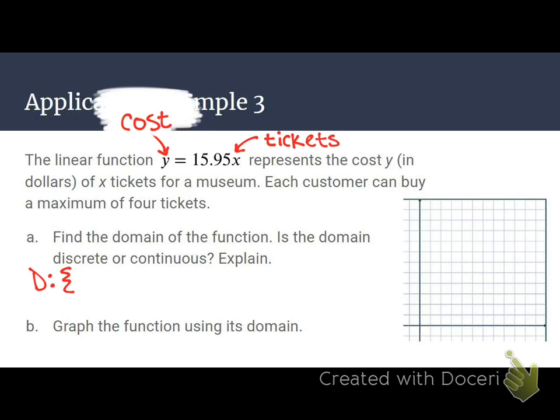Tickets. So I have to think, how many tickets could I buy? What is a possible number that I could plug in, or a possible number of tickets that I'm allowed to buy? We can buy 4. That says you can buy a maximum of 4 tickets. So you could buy all 4 tickets that you're allowed to get.